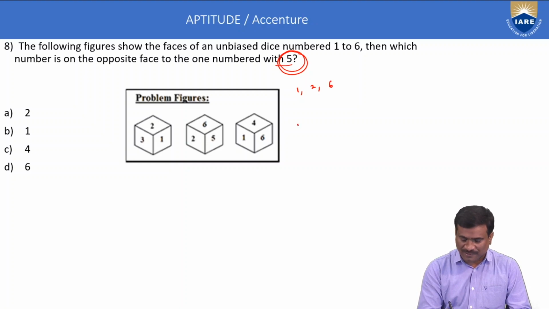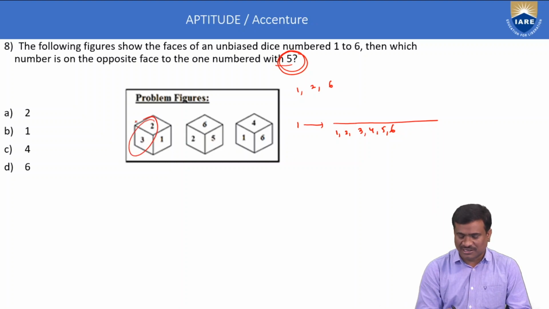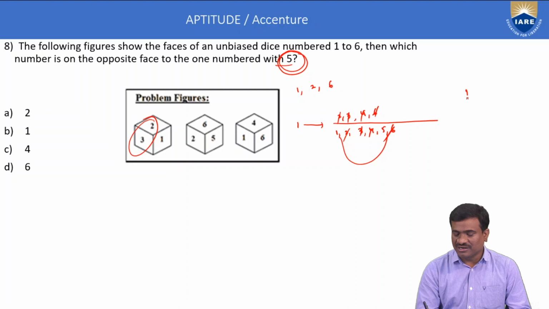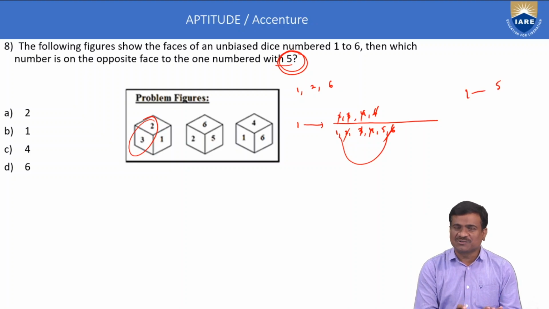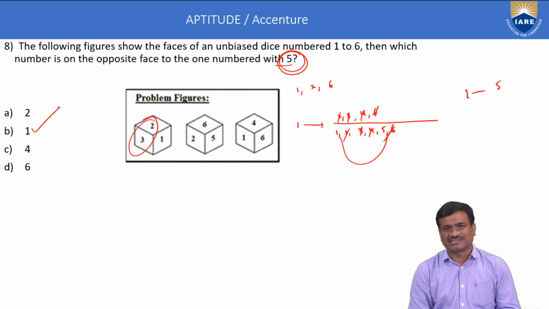Consider the first one. Method: numerator and denominator. Denominator: a dice contains 6 faces, so 6. Numerator: 1, the right adjacent sides. In the first diagram, 2 comma 3. Last diagram, 4 comma 6. Next part, cancellation. Here 2, 3, 4, 6 cancel, remaining 1 and 5. That is, 1 is opposite to 5, 5 is opposite to 1. We want the number opposite to 5, which is 1. So option B only is correct.